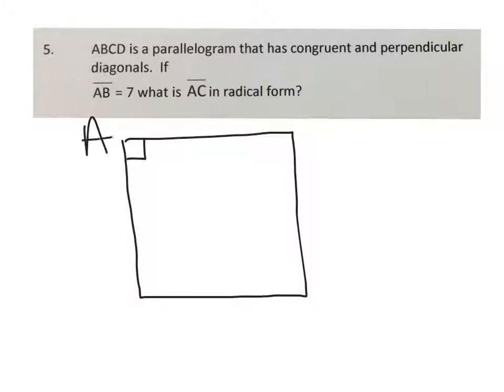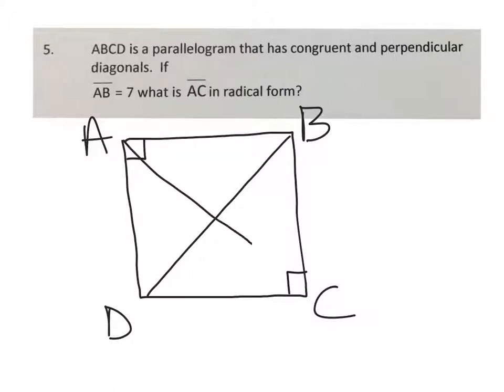A rectangle has congruent diagonals. So something that has congruent and perpendicular diagonals has to be a square. So here is your square, congruent and perpendicular. There's your square.